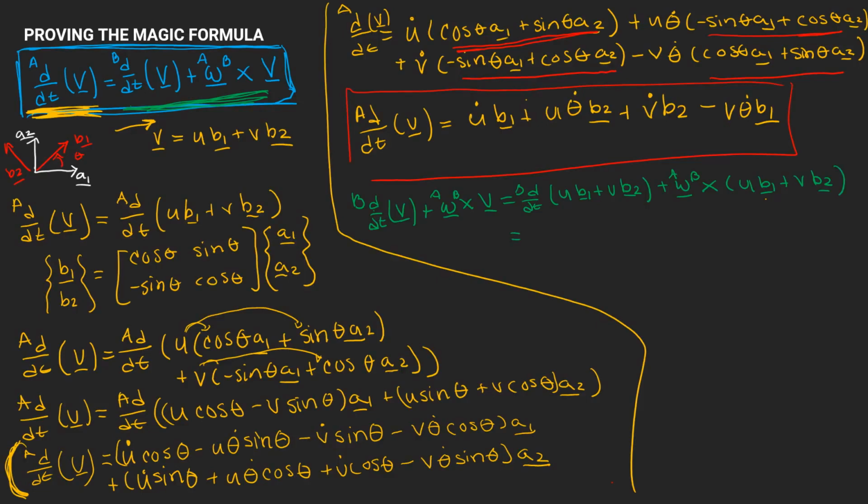So if we write this out, this first derivative term gives us u dot b1 plus v dot b2. The angular velocity of frame B and frame A is equal to theta dot b3. Again, we went over that in a prior video. And so we take the cross product of that with u b1 plus v b2. And then again, we rewrite these terms out.